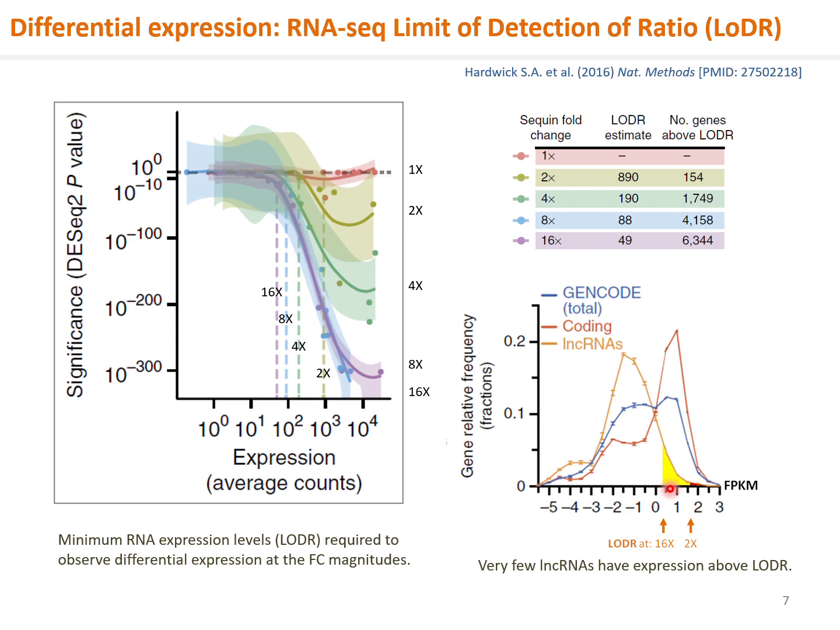To translate these numbers for LncRNA differential expression analysis, hopelessly tiny fractions of LncRNA, that is the red area under the curve, which is barely visible, have enough counts to see a smaller differential expression at a full 2-fold change.